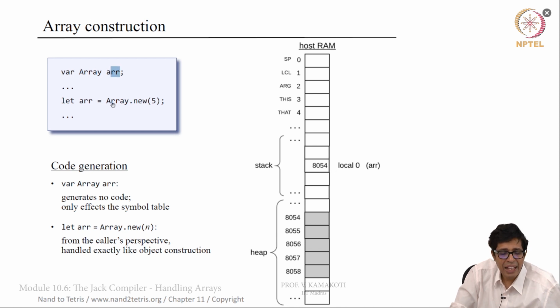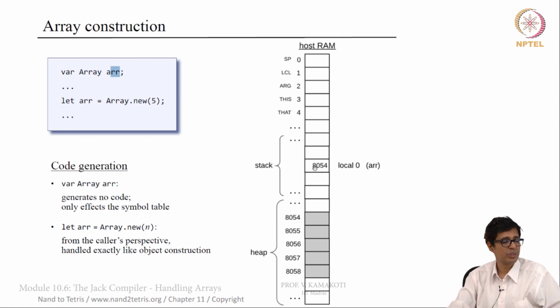So, now arr equal to Array.new 5: initially the value of arr will be 0, but once you do this Array.new of 5, the machine should allocate 5 locations, let us say 8054 to 8058, and then update the value of arr to 8054. This is what it is supposed to do. Now we will understand from the callee perspective and the caller perspective what is going to happen in this case.